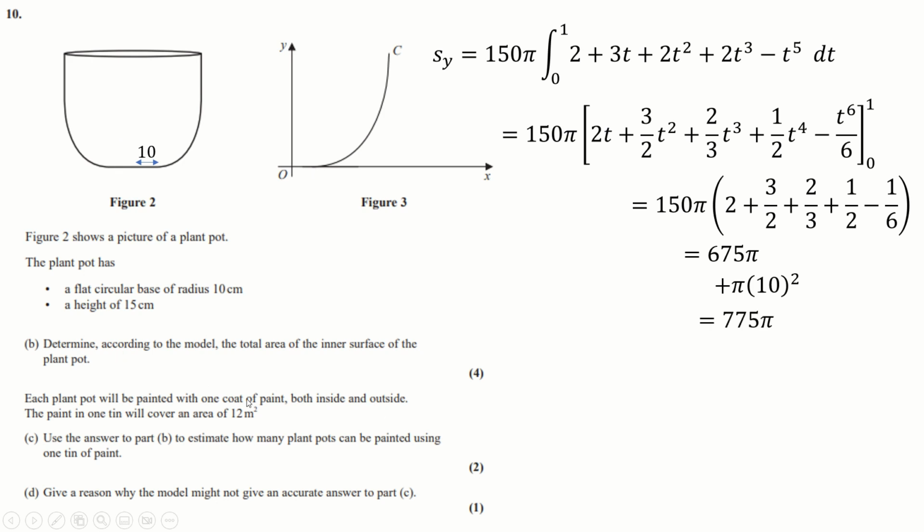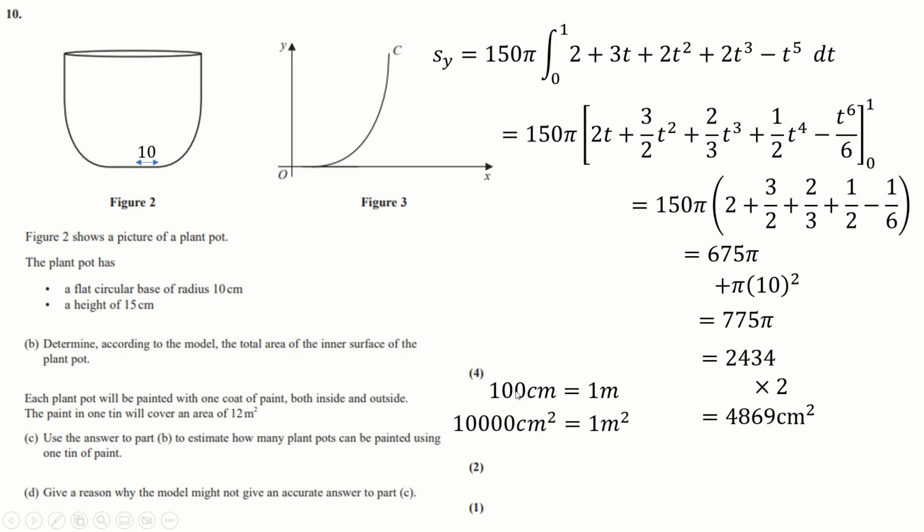And then it says each plant pot is covered with undercoat paint, both inside and outside. So let's work that out as a decimal and times it by 2, because we're painting inside and outside. We get this, which is centimeters squared, because everything was in centimeters. Now, there's 100 centimeters in a meter. Square it, you get 10,000, so 2 zeros become 4 zeros. Times it by 12, and you get 120,000 centimeters squared. And so that's how much each tin can cover. So divide that by how much you need for each pot, and you end up with 24.6.